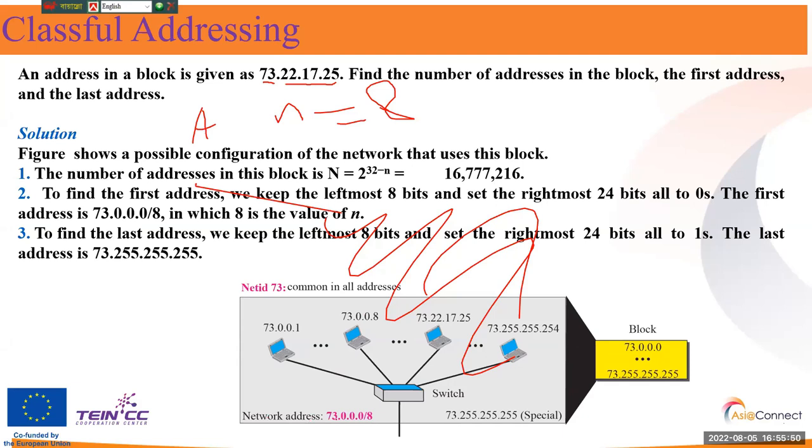In that case, the network address is 73.0.0.0/8, and 73.255.255.255 is a special address, which we will discuss later. The usable host addresses are 73.0.0.1 to 73.255.255.254, and the total block is 73.0.0.0 to 73.255.255.255. In this way, we can find the number of addresses in the block, and the first and last address of the block. Here n equals 8 because it is a class A address, as we know previously.